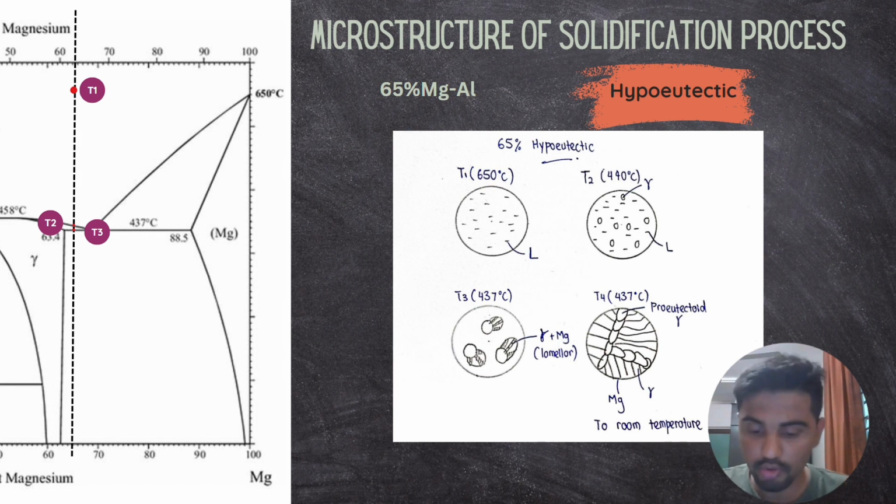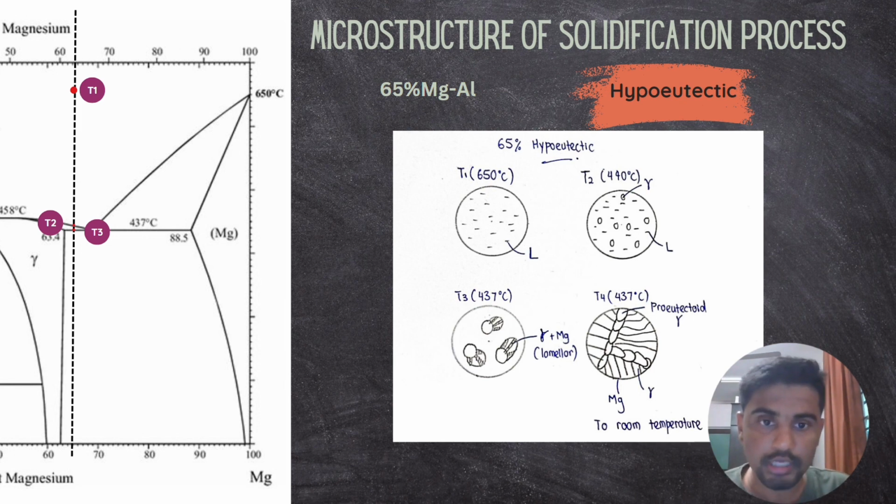Here is the beginning of the hypoeutectic phase nucleation. Hypoeutectic phase nucleation begins at the temperature of 437 degrees. Then it proceeds to the next temperature, T4, also on the same temperature line, 437 degrees. And by that, the proeutectoid gamma forms here, and this is where the hypoeutectic phase completes. Then the process continues to cooling to room temperature.